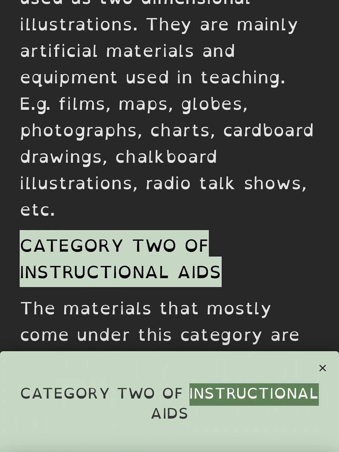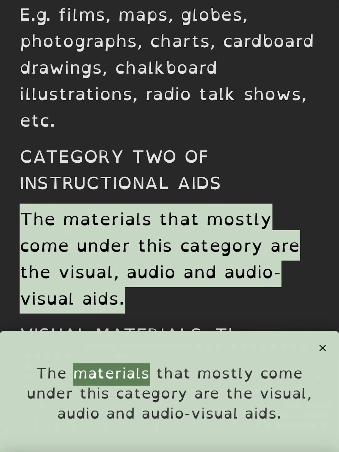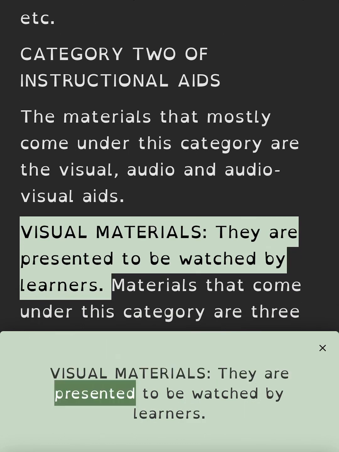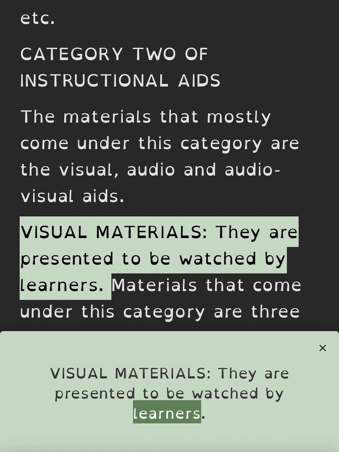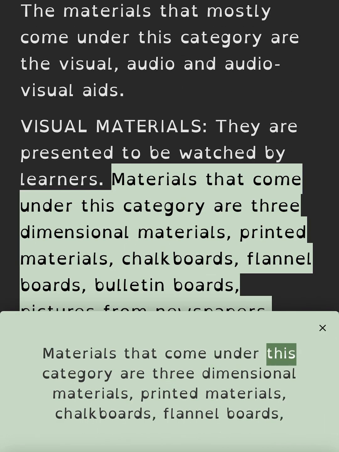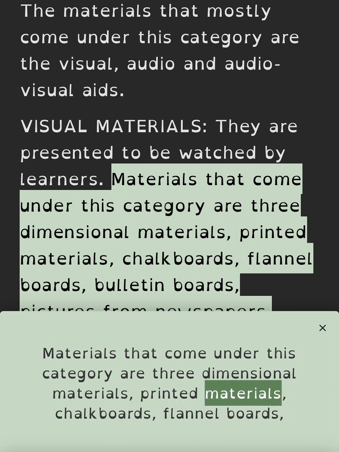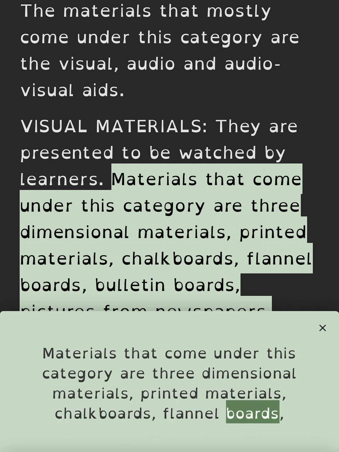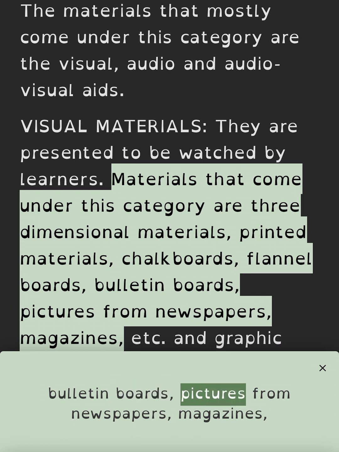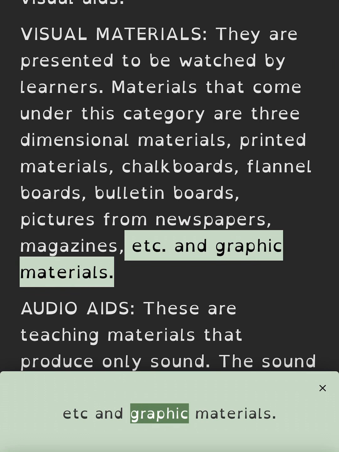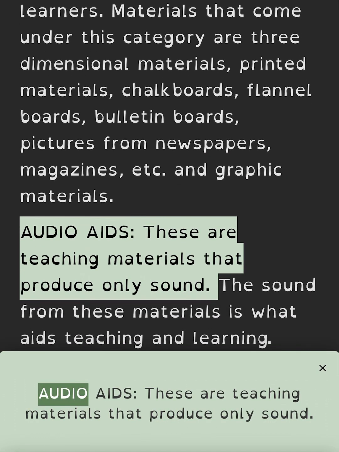Category 2 of instructional aids. The materials that mostly come under this category are the visual, audio and audio-visual aids. Visual materials. They are presented to be watched by learners. Materials that come under this category are 3-dimensional materials, printed materials, chalkboards, flannel boards, bulletin boards, pictures from newspapers, magazines, etc. and graphic materials.